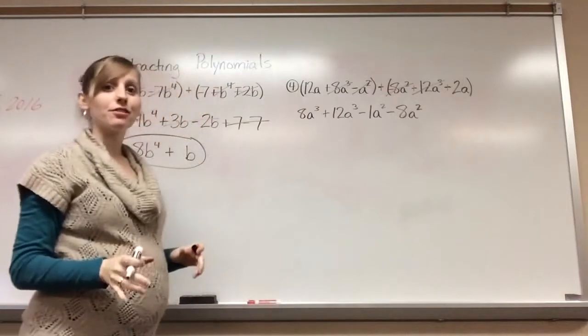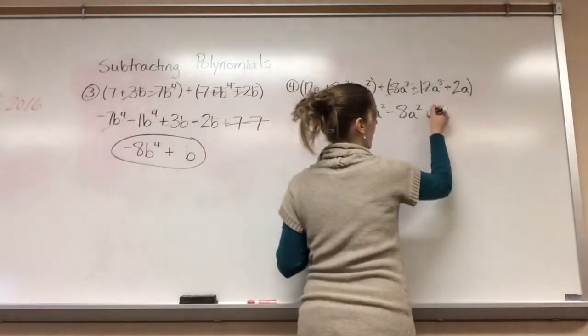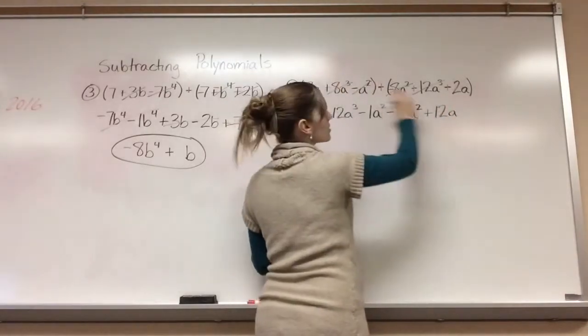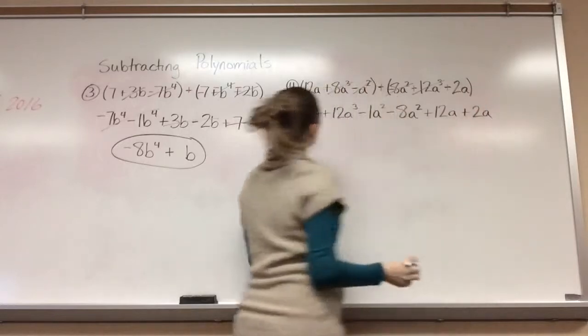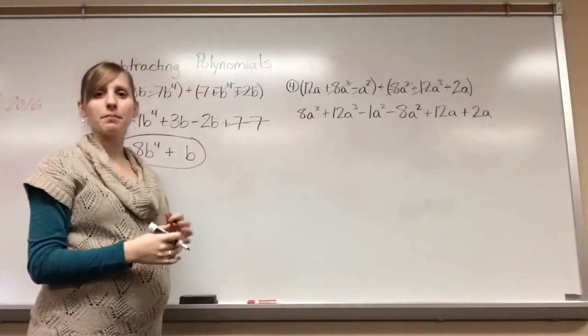After that, a to the 1st would come next. Well, I have a 12a, which remember has an exponent of 1. They just don't write it. I also have a positive 2a. And it looks like I don't have any whole numbers in this one, so now I can start combining.